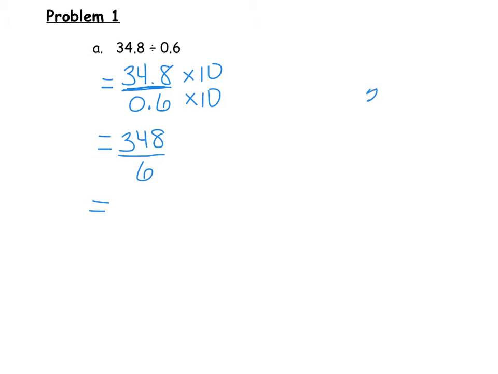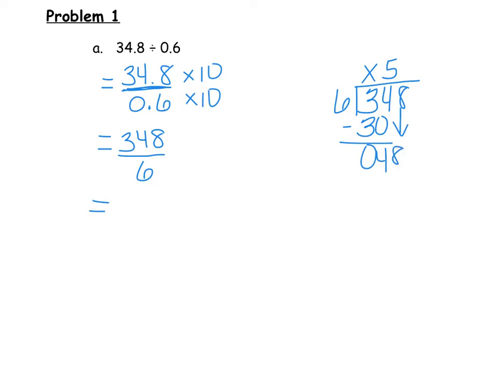So let's do our long division. 348, my dividend, divided by 6. 3 divided by 6, or how many 6's go into 3, can't do it. Put an X, so I don't put any numbers there. 34 divided by 6, or how many 6's fit into 34? 5. That needs to line up right above the 4. 5 times 6 is 30. 34 minus 30 is 4.